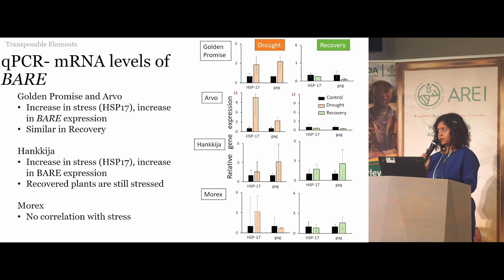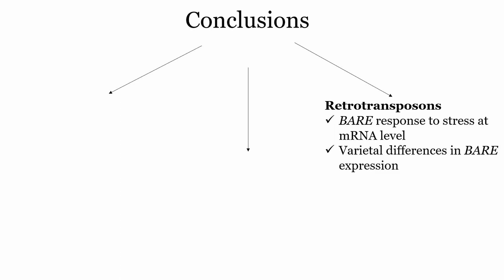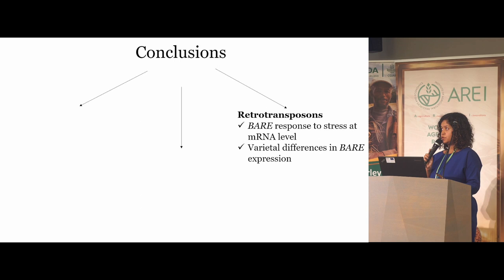In Hankkija drought, it behaved similarly to Golden Promise and Arvo, but in Hankkija recovery, it seems that 3 days were not enough to recover from stress, so the plants still felt the stress, and that's why GAG expression was still high. But surprisingly, Morex had no correlation with the stress: where the stress is high, GAG expression was low, and where the stress is low in recovery, GAG expression was high. So I would like to conclude that retrotransposons respond to stress at the mRNA level, and we could see a varietal difference in BER expression, and maybe not all varieties behave in the typical way that we expect.